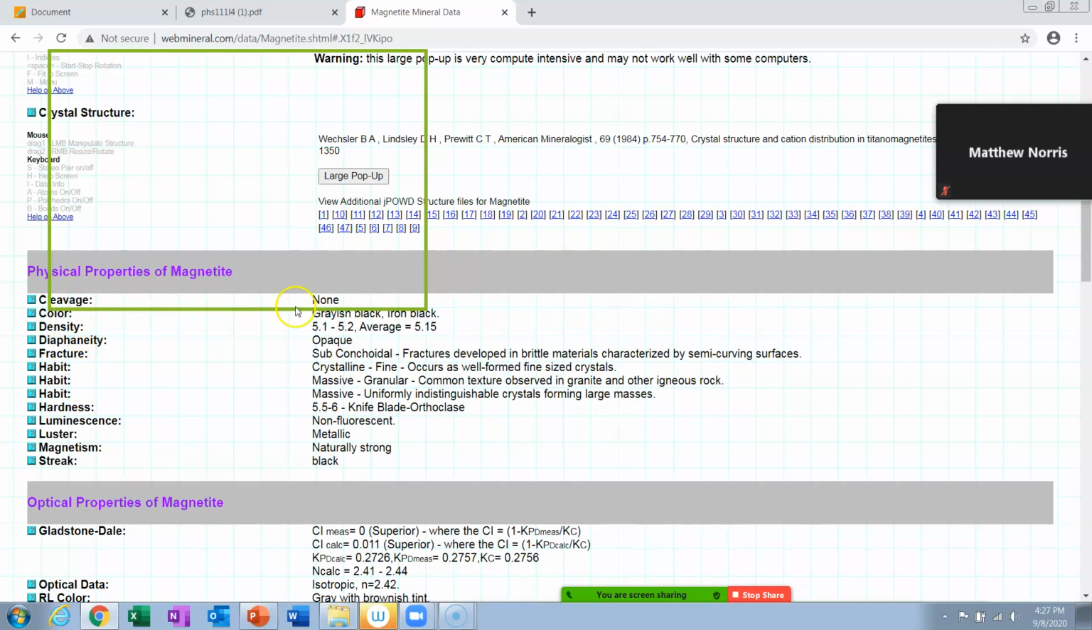And see, its cleavage is none. So write none, but then put slash fracture, subconchoidal. So you see, you'll have some that don't cleave at all, and they only fracture.